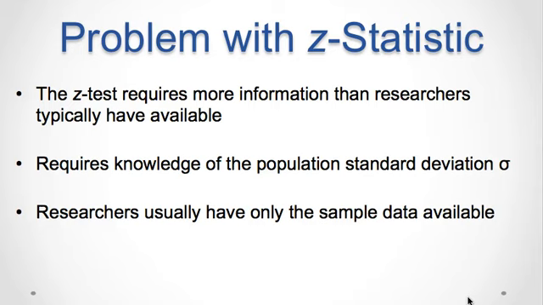There are problems with using the z-statistic hypothesis test. The z-test requires more information than researchers typically have. The z-test requires knowledge of population parameters, specifically population standard deviation, sigma. Researchers usually only have sample data available, and so we need a different hypothesis test.